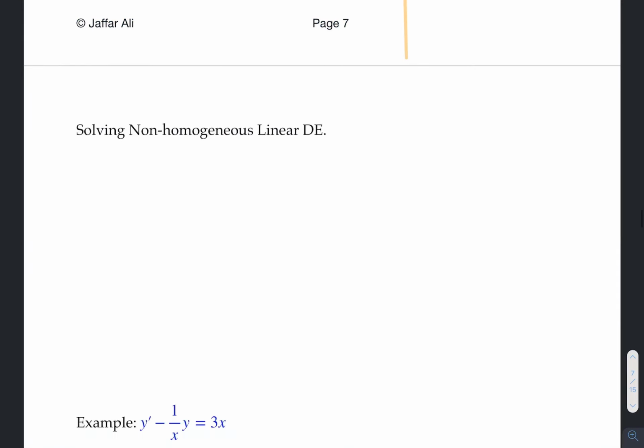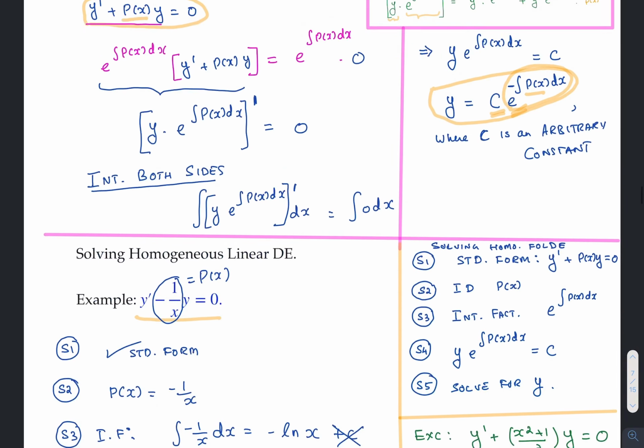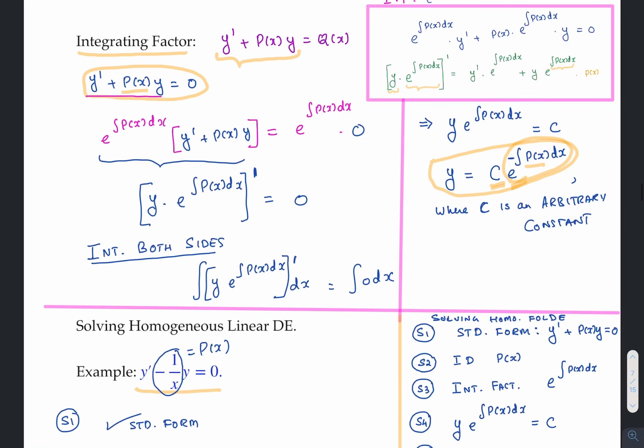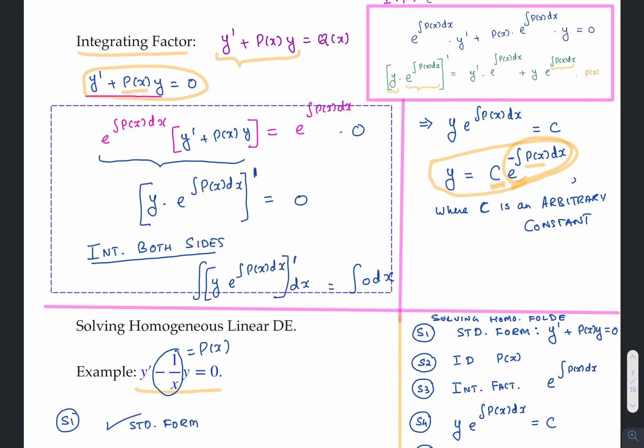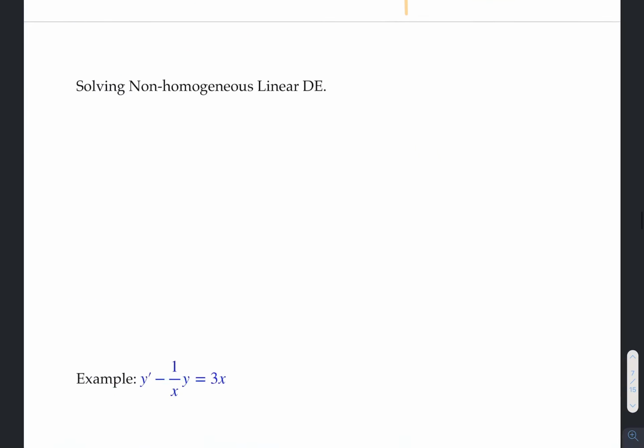Now let's take a look at how we solve non-homogeneous linear differential equations. The steps are very similar, but we're going to add some more things to it. Let me show you what I am going to do. I'm going to copy this so that you can follow me and see exactly what the changes are. I have the luxury of copying it.